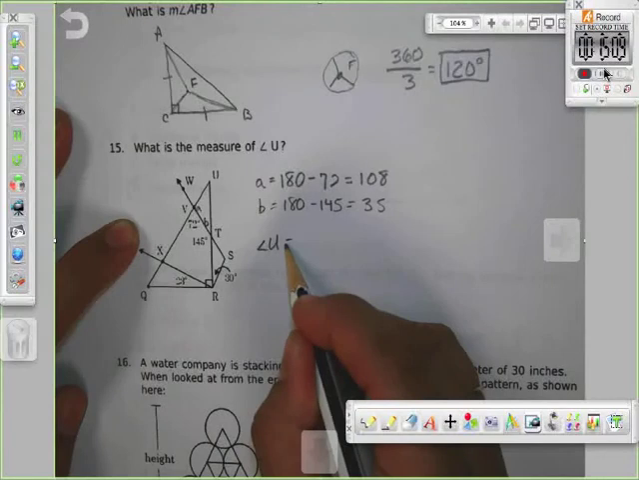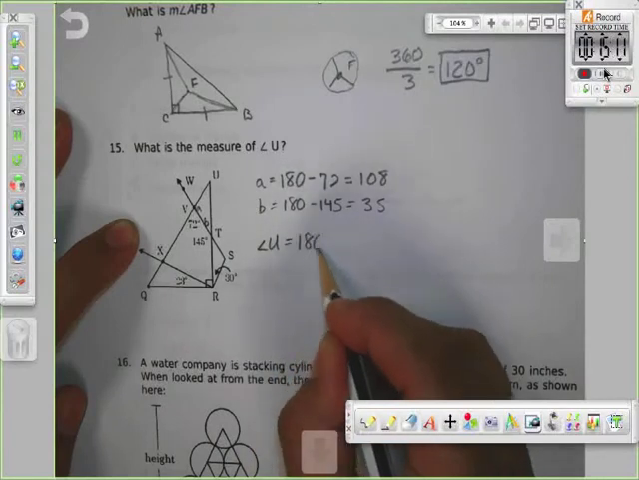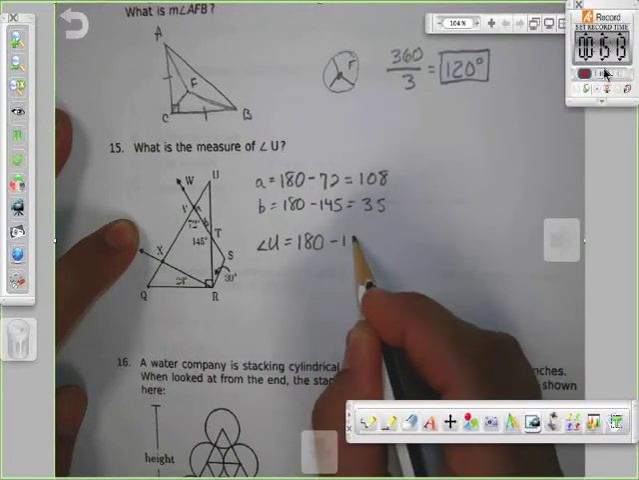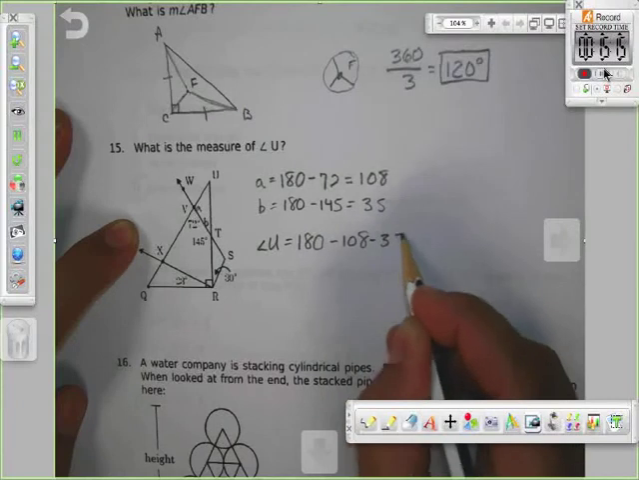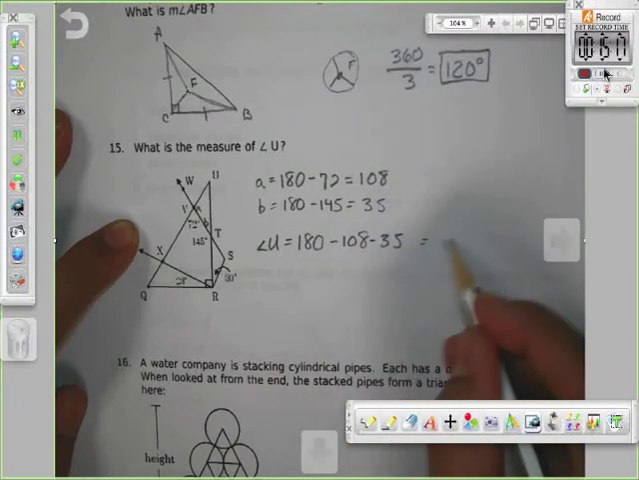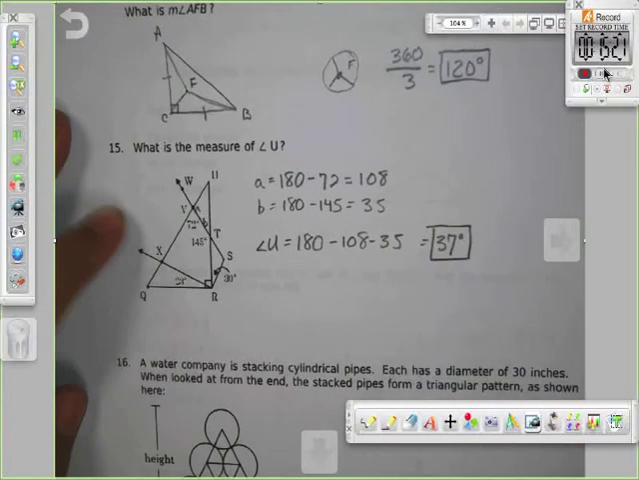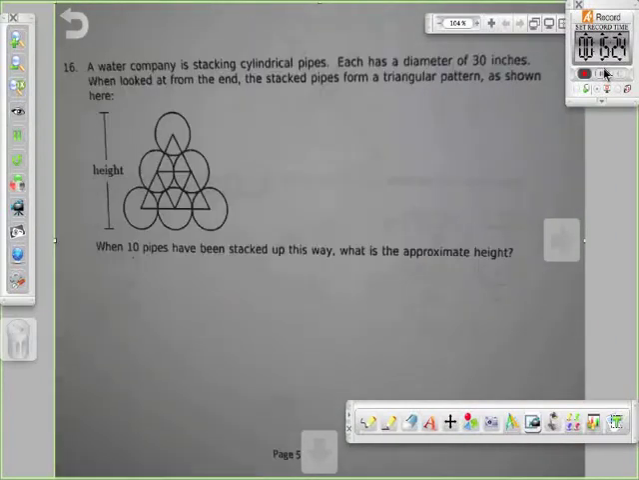I need to find this one, which is also a linear pair with 145. So I subtract 145 from 180, and I get 35. And now in order to find angle U, the triangle sum theorem states that all three angles sum to equal 180. So I subtract the two parts that are known, and I get angle U is equal to 37 degrees.